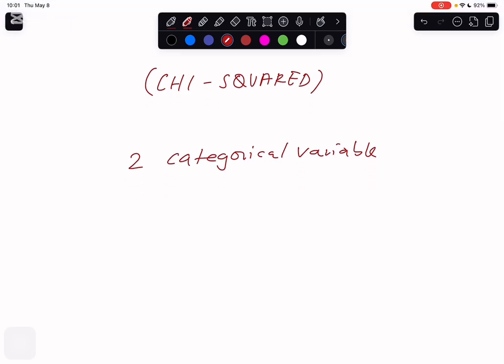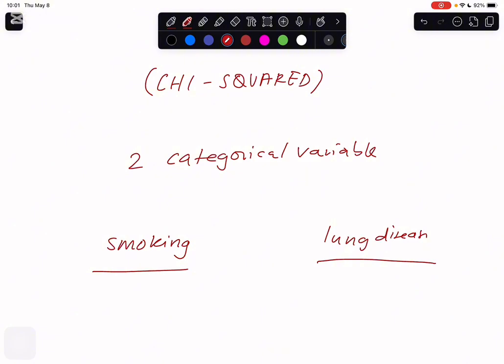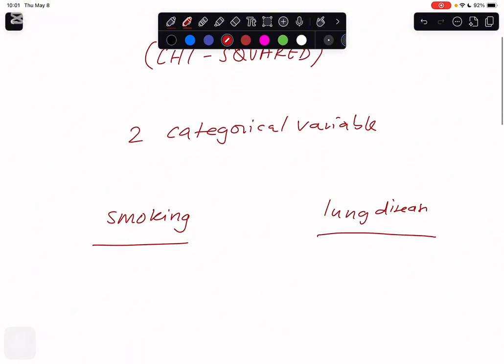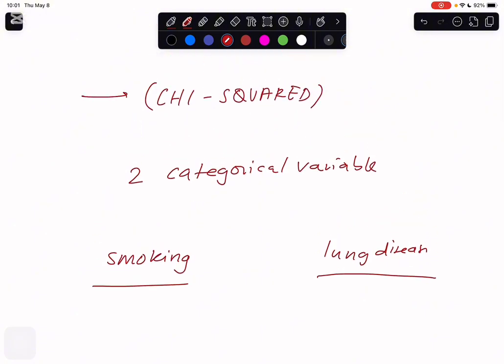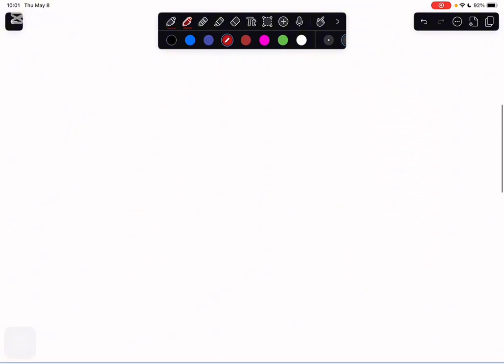يعني I have two categorical variables مثلا smoking, okay, and lung diseases. Okay, so each one is a variable. وهذا is a categorical variable وهذا is a categorical variable. And what I want to do is find a relationship between smoking and lung disease. How do I find if there is a relationship or association between two categorical variables? You use chi-squared.